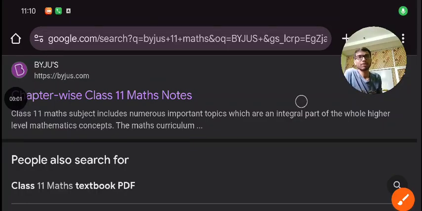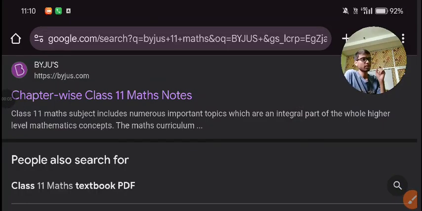Today we are going to explore mathematics. We will first select a chapter, chapter wise, not random. Then our work will be exploring that chapter.